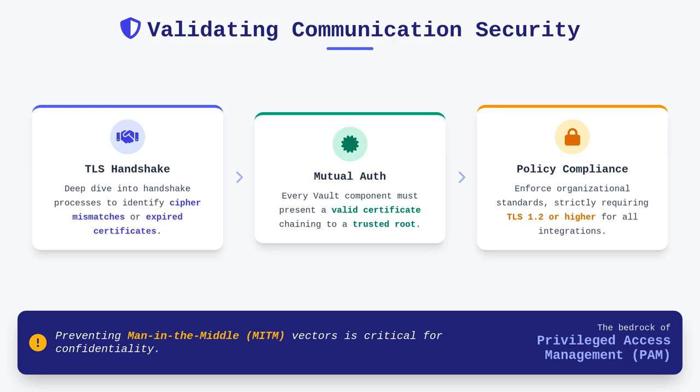This is where we confirm that the encryption protocols in use meet your organizational security policy standards, such as enforcing TLS 1.2 or higher. Infrastructure integrations rely on these secure channels to maintain confidentiality, and testing them ensures that no man-in-the-middle vector is left open due to misconfiguration. Ensuring these layers are correctly established is the bedrock upon which the entire privileged access management solution relies.